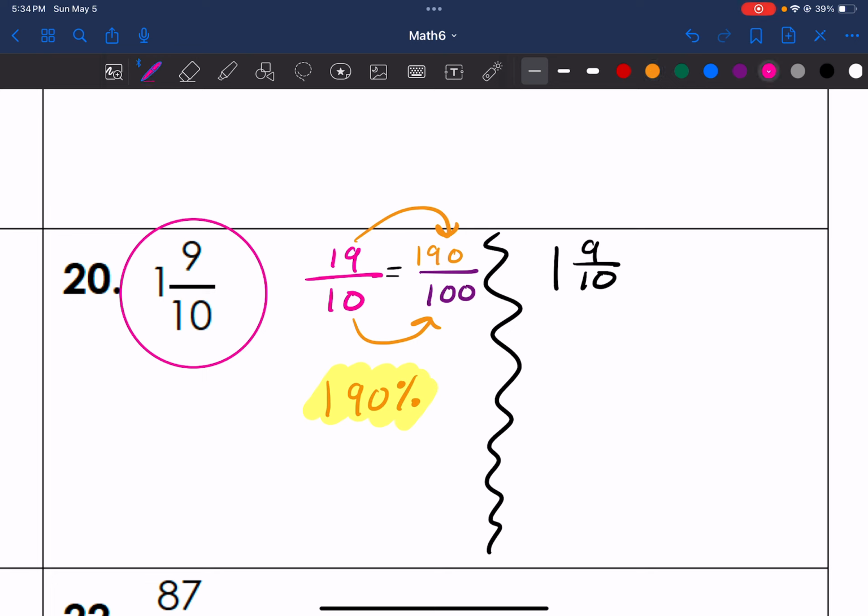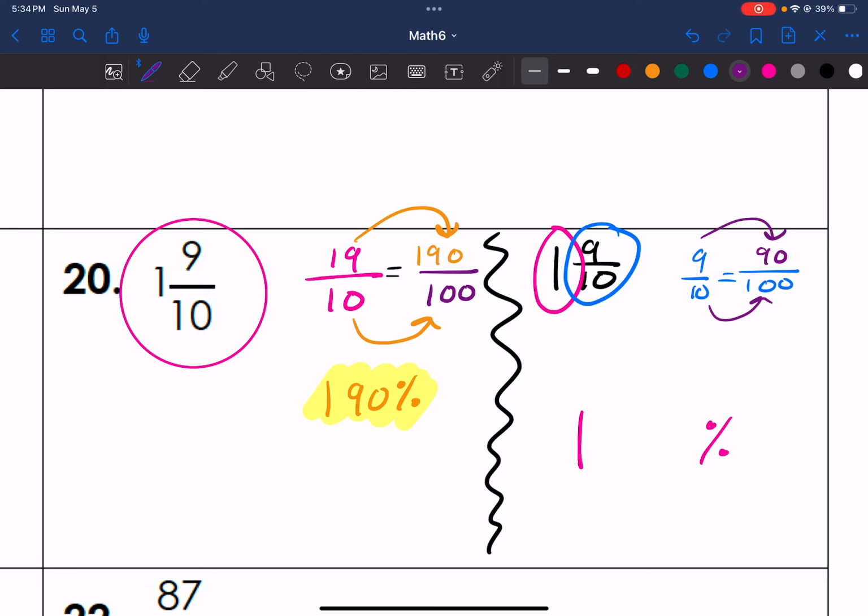Another way to do this is you can see this 1, and you already know it's going to be 100%, right? It's going to be over 100%. So now you take the 9/10 and make it equivalent to 100. We see that you multiply by 10 here, so you multiply by 10 here, you get 90. So since it's over 100, you know it's 190. A couple of different ways that you can tackle these.